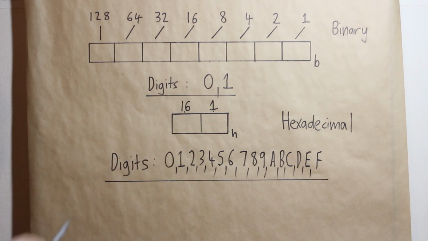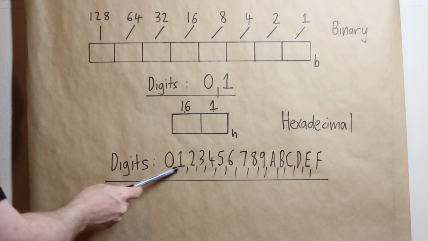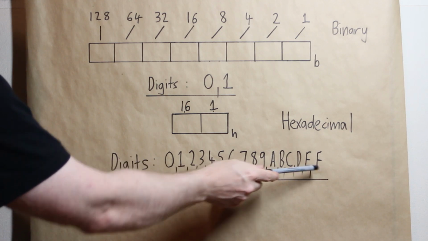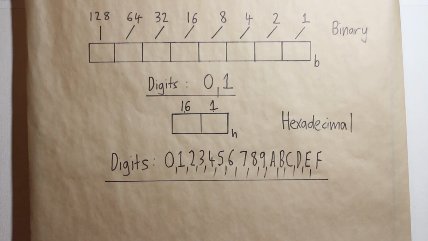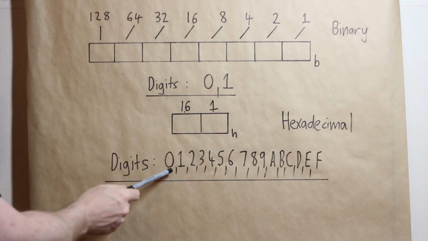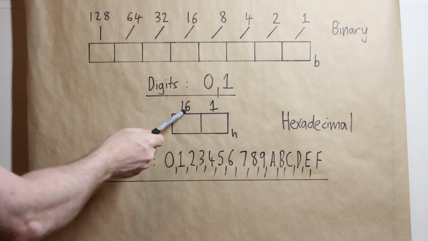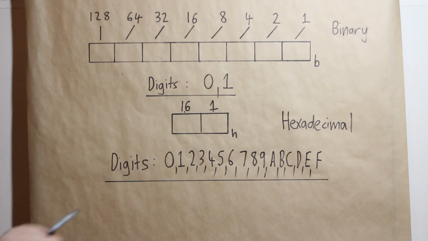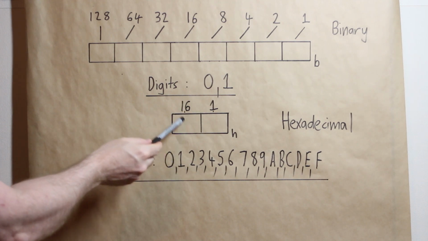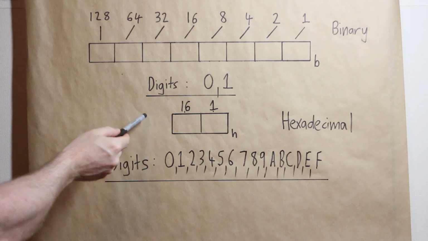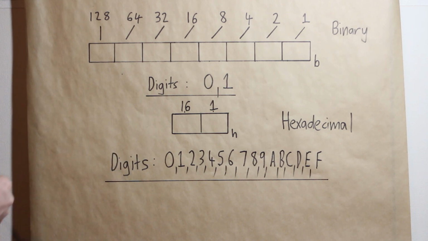Now in hexadecimal, we have 16 digits, and we write them 0 through 9, and then we just use A through F. So that gives us a total of 16 different digits. So each of these locations would have one of these in it. And moving one column to the left in hexadecimal multiplies by 16. So this is the 1s column, the 16s column, the 256s column, the 4096s column, and so on.